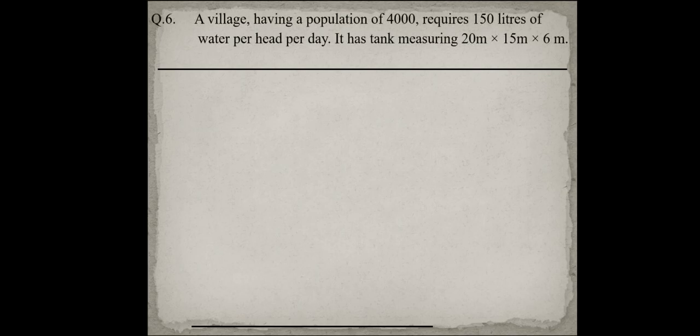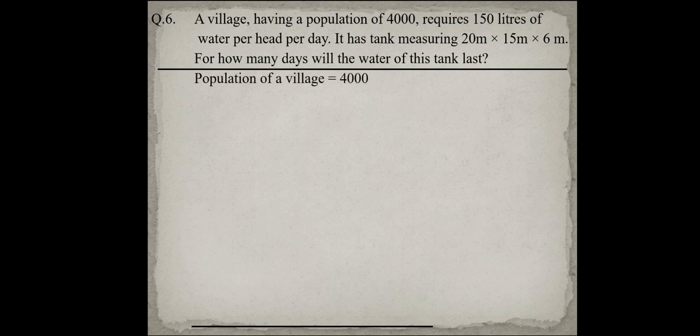Now next question, question number 6. A village having a population of 4,000 requires 150 liters of water per head per day. It has a tank measuring 20 meter by 15 meter by 6 meter. For how many days will the water of this tank last? It means population of 4,000. Meaning in this village there are 4,000 persons.